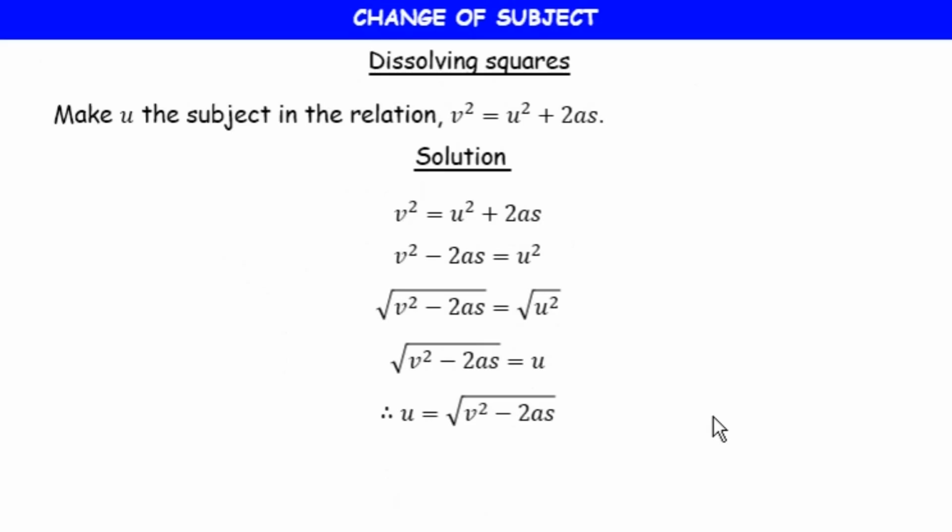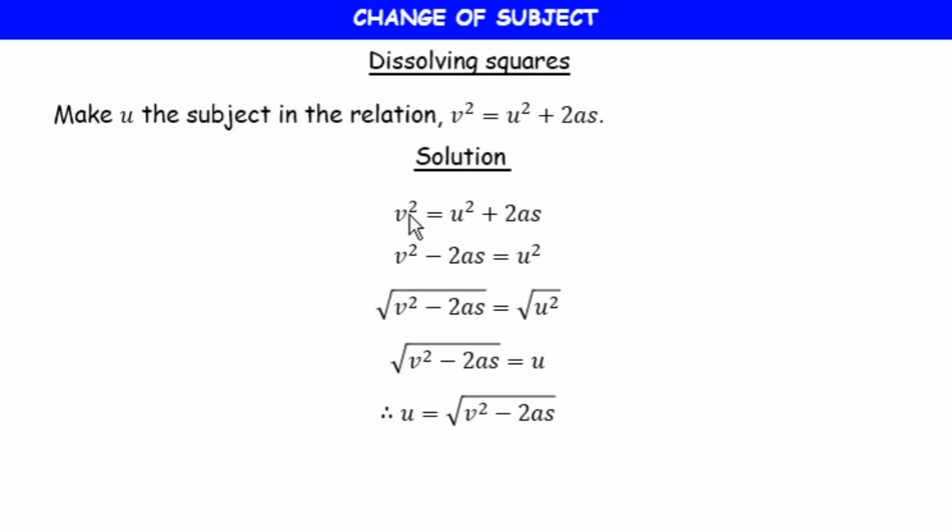Okay, let's look at how we can dissolve squares. Let's look at this example. We have to make u the subject in the relation v squared is equal to u squared plus 2as. So let's begin. It means that we let u stand alone, at one side of the equation, and the rest will be at the other side.